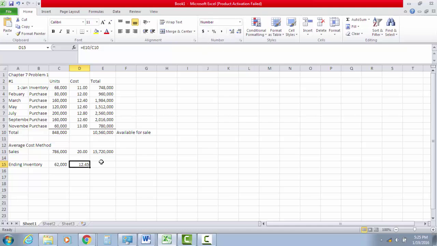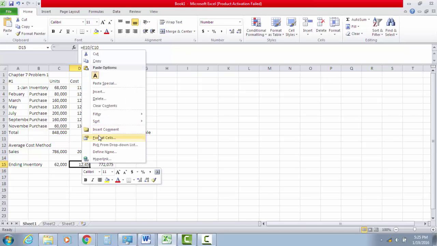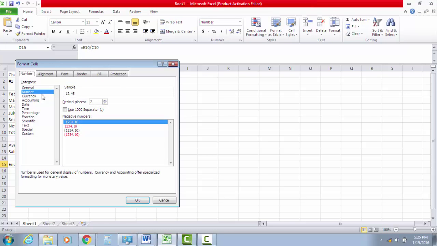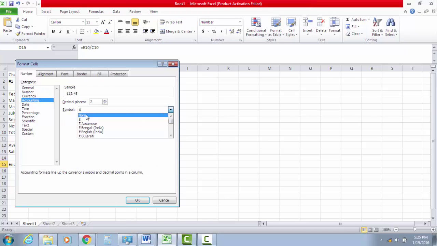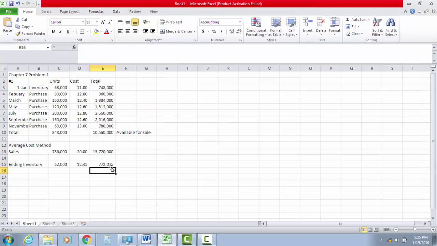So to figure that out, my total ending inventory value is the 62,000 times $12.45. Actually, let me see if I can get a nice round number here. There we go. That gives me $772,075 as my ending inventory.